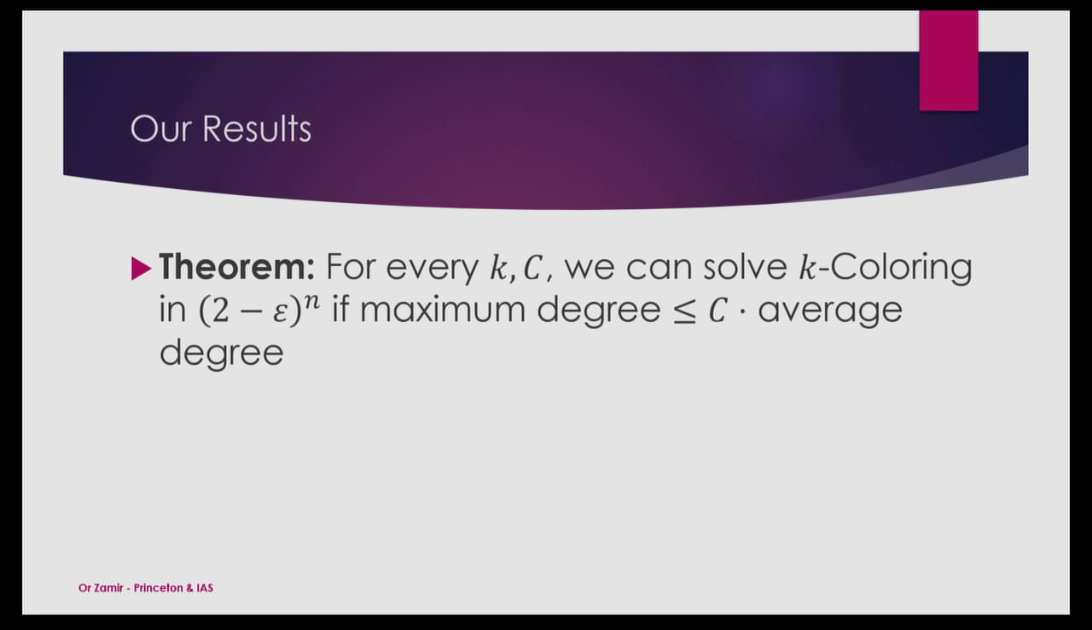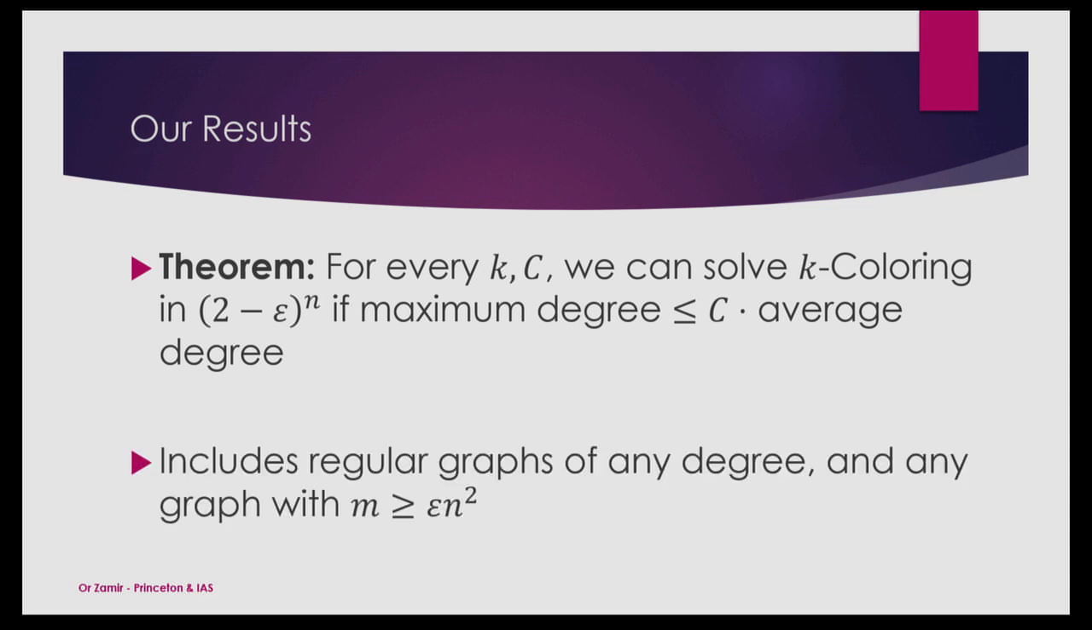And in this work, what we are showing is that if my graph is almost regular in the sense that we defined, then we can improve over 2 to the n. So for every k and c, we can solve k coloring in 2 minus epsilon to the n time, as long as the maximum degree is at most c times the average degree. So as long as c is a constant and k is a constant, epsilon is a constant as well. And as we said before, this includes things like regular graphs and also all very dense graphs.